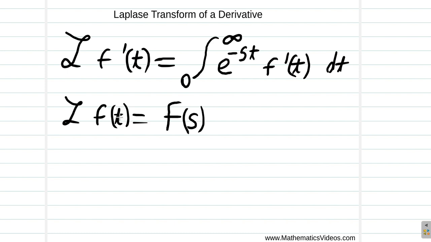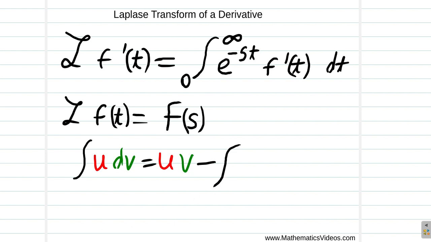We want to integrate that. It looks like we're going to have to integrate it by parts. When you integrate by parts, you have to remember the formula, which comes, as you know, from the product rule in differentiation. I have another video about that. It says the integral of u dv is equal to uv minus the integral of v du.